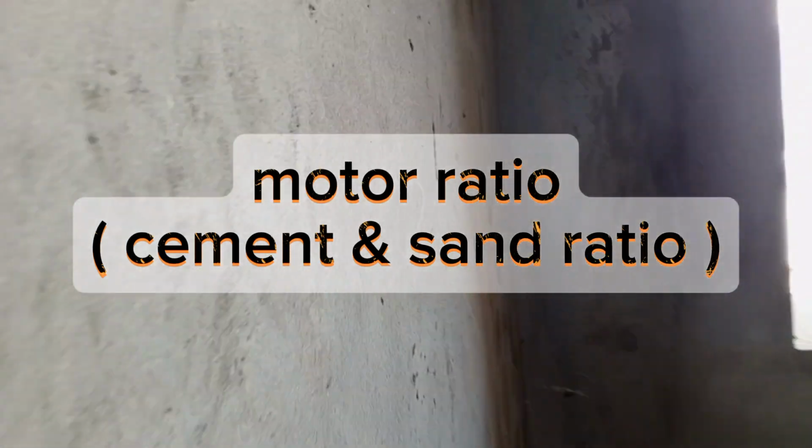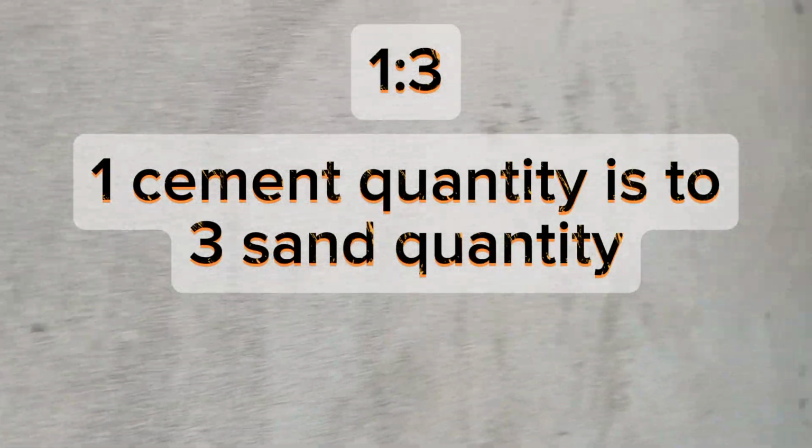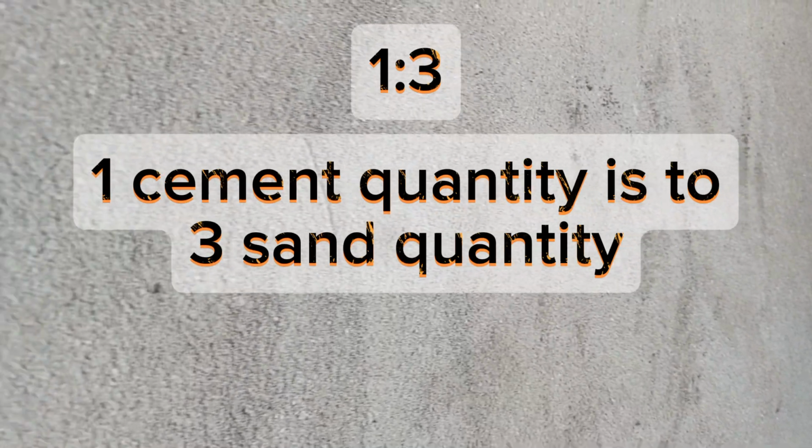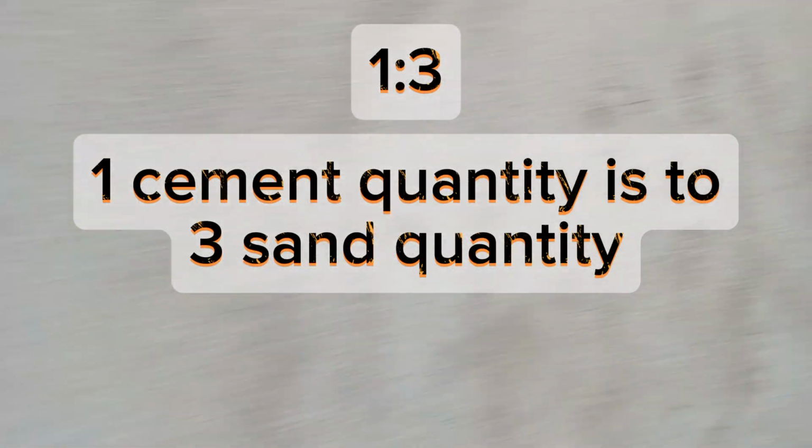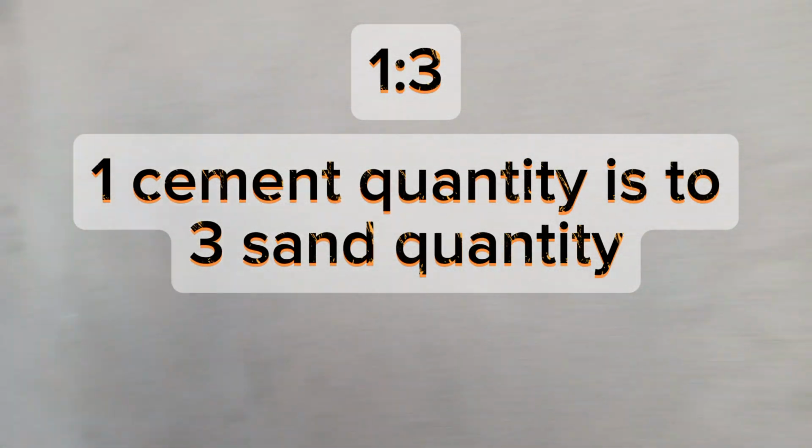Now, there is something called the ratio of the mortar. For you to get the mortar, that is to do the plaster, you need to have a ratio. For example, today we are going to use a ratio of 1:3. A ratio of 1:3 means that one quantity of cement will be equivalent to 3 quantities of sand. For example, if you are using 1 bag of cement, the quantity of sand required will be 3 bags of sand. That is what we mean by a ratio of 1:3.